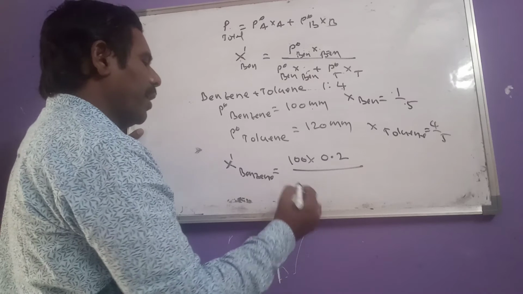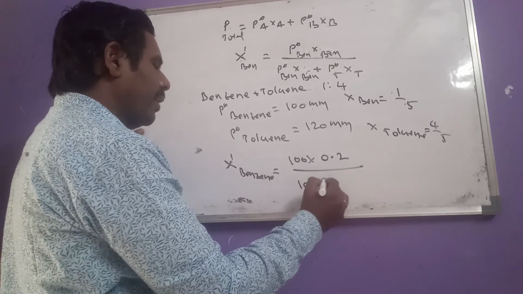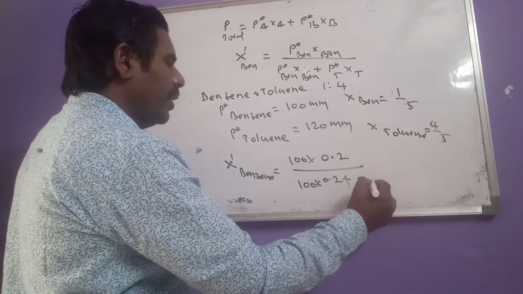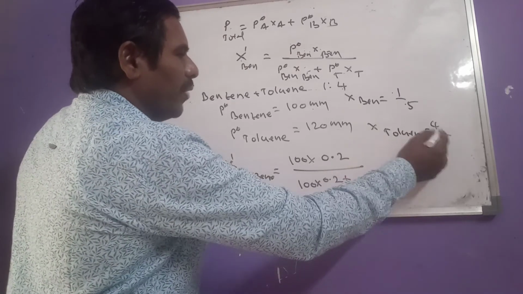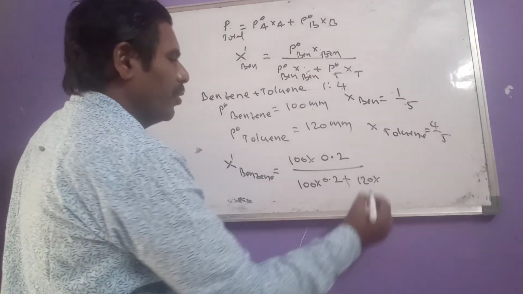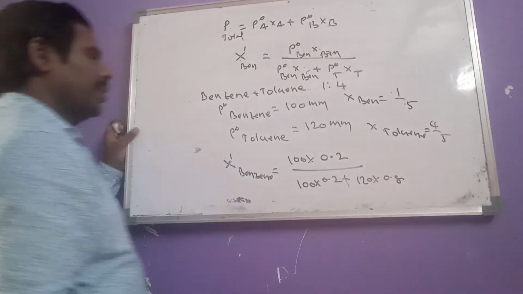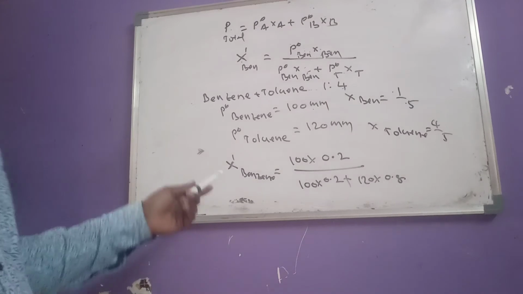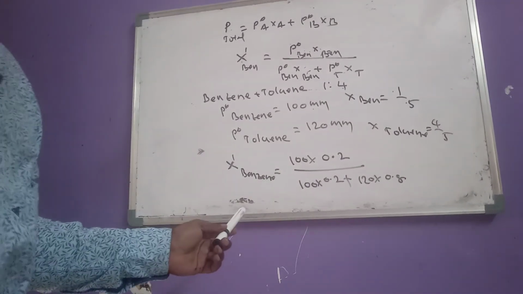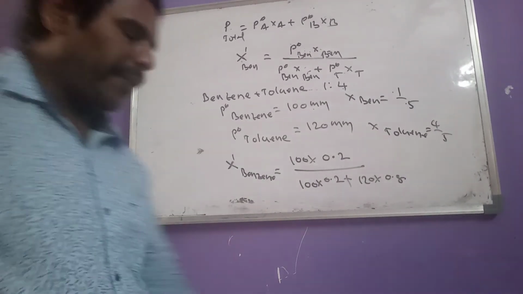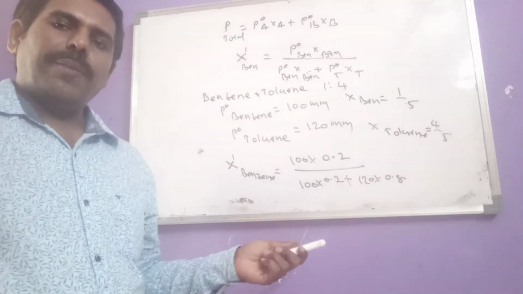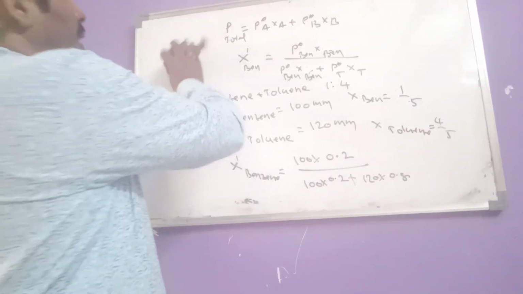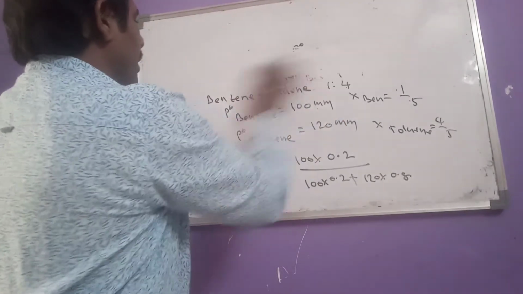100 into 0.2 divided by 100 into 0.2 plus 120 into its value. 4 by 5 means 0.8. So by this calculation, one can get the mole fraction of benzene in vapor phase. So this is one problem related to Raoult's law.